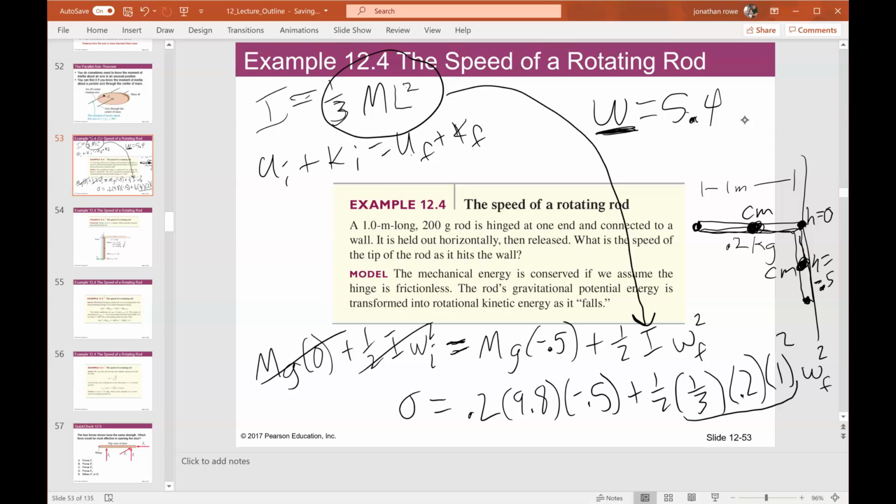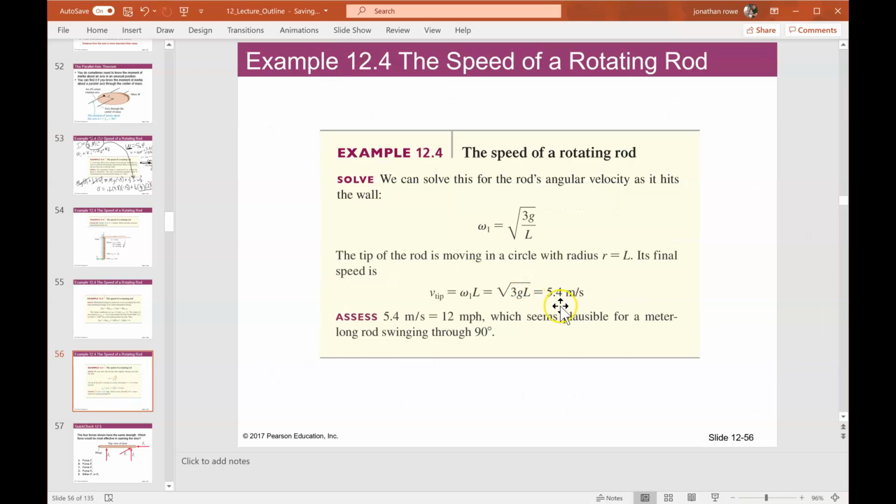So v is going to equal omega R, which is going to be 5.4 times 1, which I think should be 5.4 meters per second. Let's see if we're right about that. We are: 5.4 meters per second. Awesome.